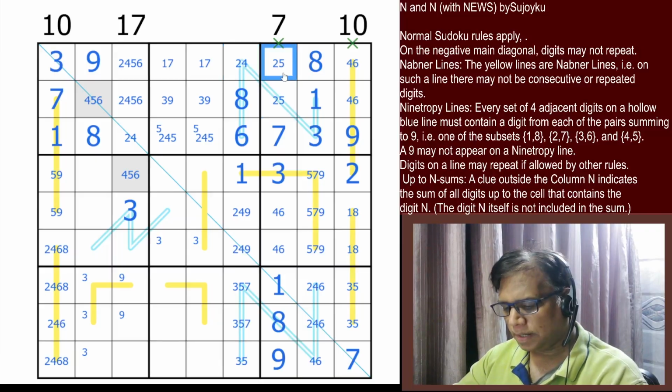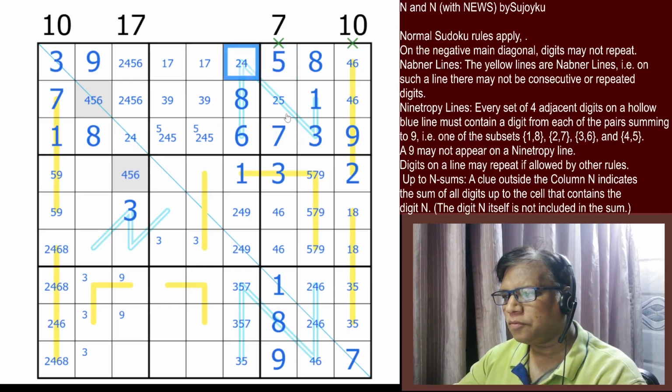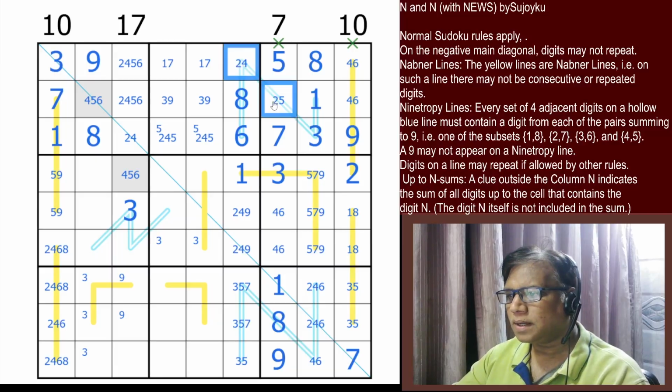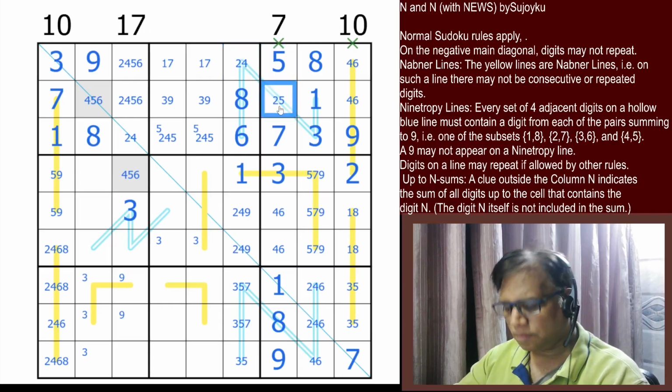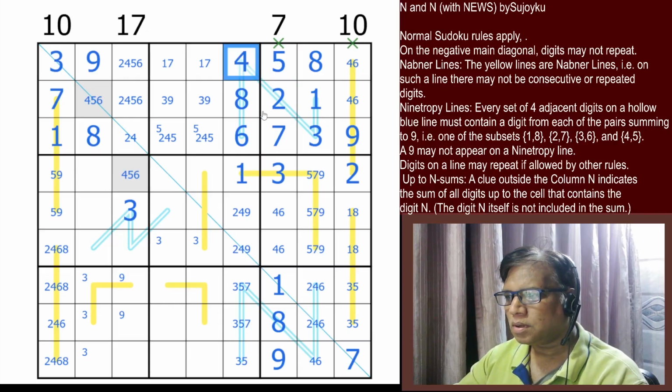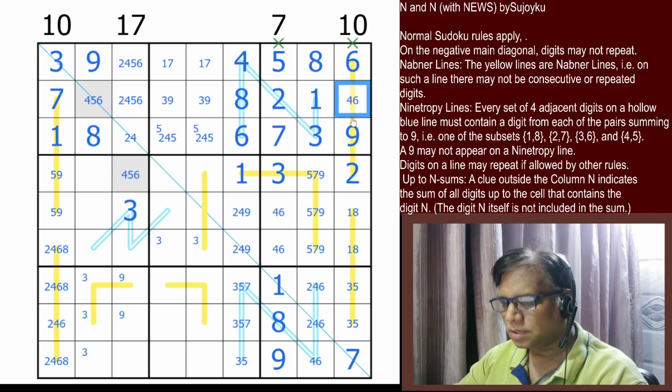Yeah, one of these has to be 2. That cannot be 2. That has to be 5. If that's 2, that is going to be 4. That is going to be 5. And those are against this 9 line rule, right? 4, 5 belongs to the same group, right? So that's 5. That means that's 2. And that has to be 4. Oh, that gives all these things. 6, 4.